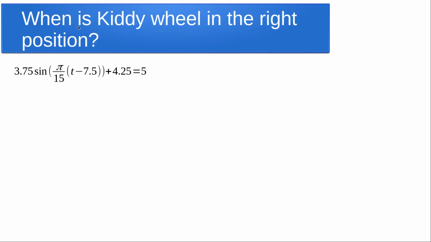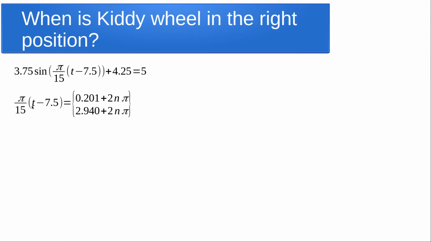Okay, so let's find out when the kiddie wheel is in the right position. So we want to find out when it gets to a height of 5. So we end up with this. First of all, we're going to subtract 4.25, then divide by 3.75, and then take the inverse sine of that value. And the two values within the first period are 0.201 and 2.940, and we can add on multiples of 2 pi because trigonometric functions are periodic.